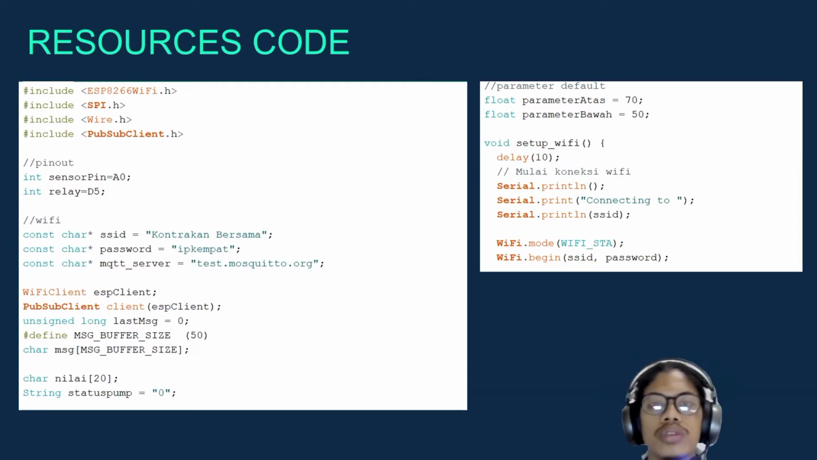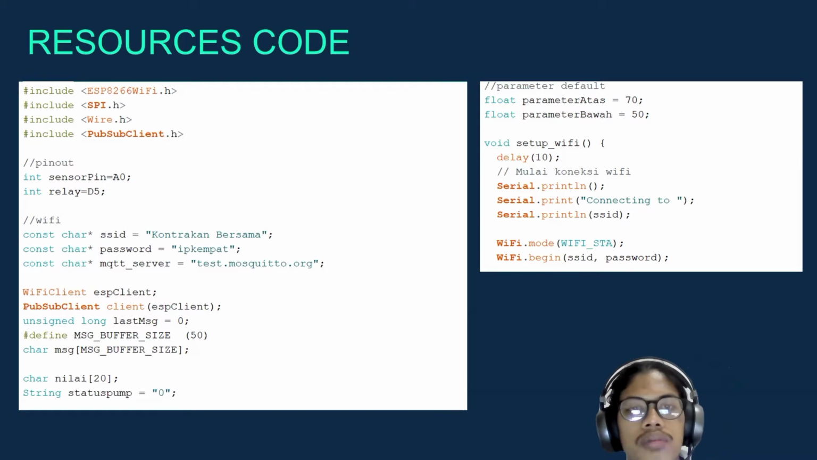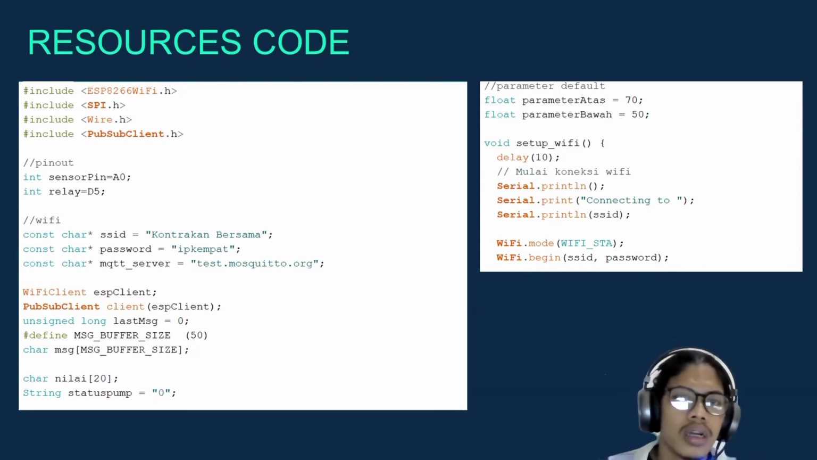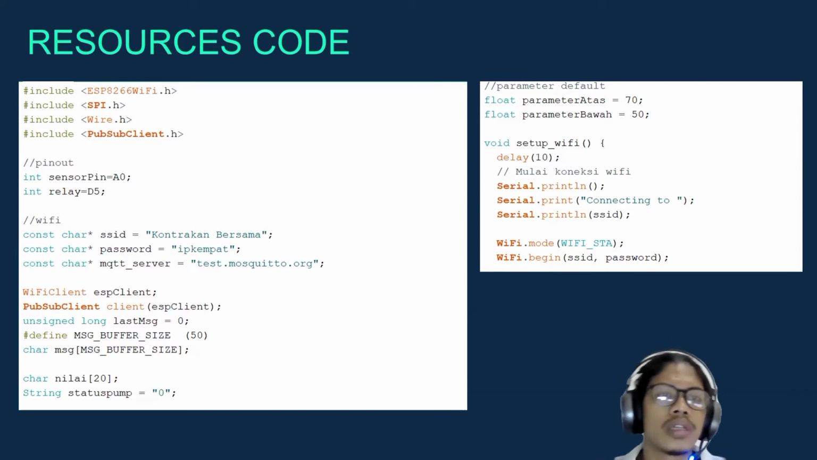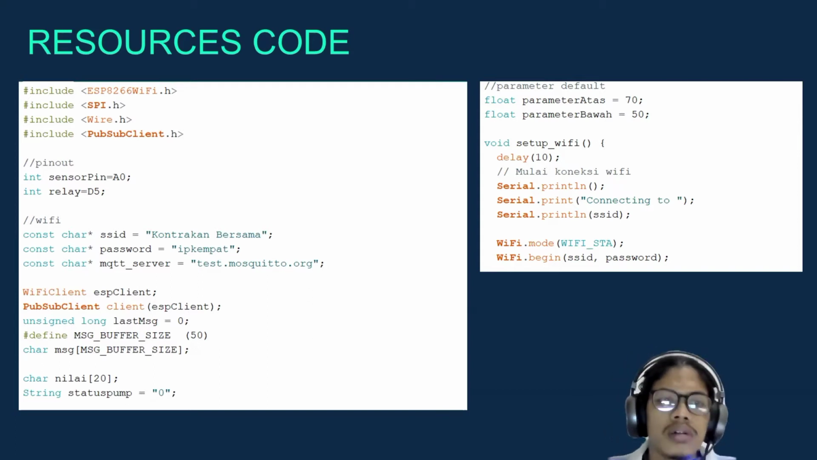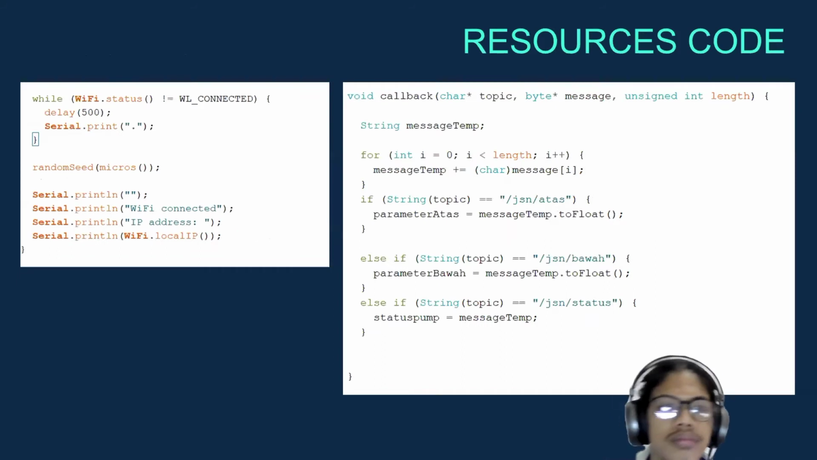Here is the source code that we're using in this project. We use many references from the internet. This code includes how to take the data from the soil moisture sensor, and the MQTT protocol for publisher and subscriber. We use Arduino IDE to write our code. In this code, we have to declare the header. Next, we declare the pinout that we use in NodeMCU. Then we connect the Wi-Fi and set the parameter that we want.